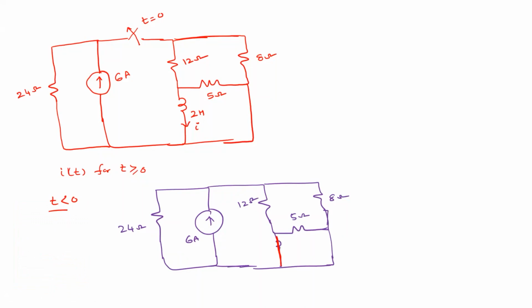Now tell me, how will the circuit modify? You need to observe carefully. Here, this 5 ohm resistor is also short circuited, right? Agree? So that means the current that flows through this 5 ohm resistor is 0. So ultimately this 12 ohm and 8 ohm will come in parallel, right?